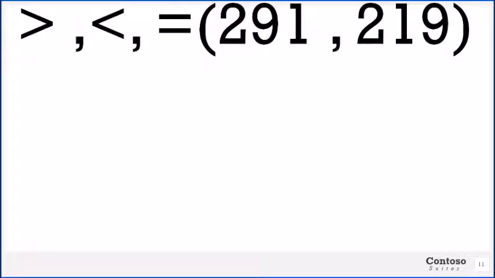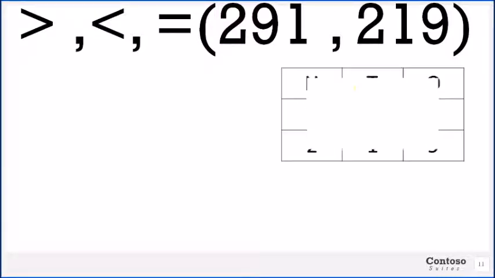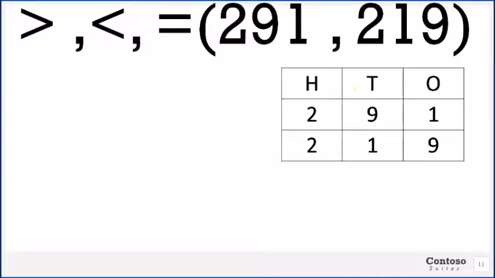There are two numbers given on the screen, that is 291 and 219. When we expand, no need to expand in this case. Just write it down in the HTO table. We know H stands for hundreds, T stands for tens and O stands for ones. In case of 291, 2 is in the position of hundreds, 9 is in the position of tens, 1 is in the position of ones. And in case of 219, 2 is in the position of hundreds, 1 is in the position of tens, and 9 is in the position of ones.